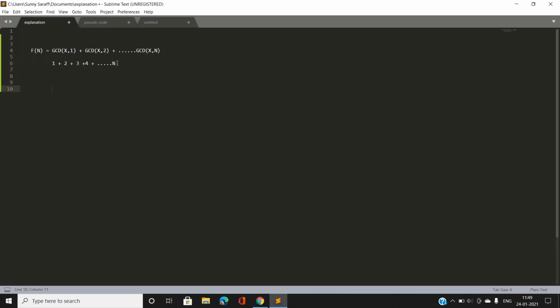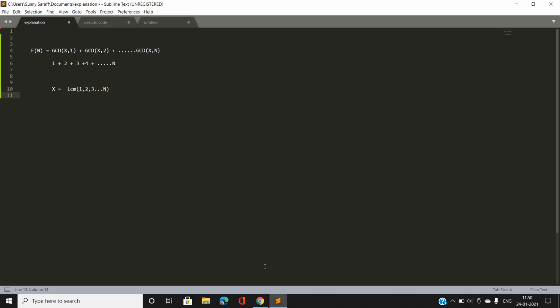Now to get x, we need x such that GCD(x, 1) must be equal to 1, GCD(x, 2) must be equal to 2, and GCD(x, n) must be equal to n. For all these conditions, GCD(x, i) must be equal to i. So x would be the lowest common multiple of 1, 2, 3 up to n. So this is the basic logic behind the question.